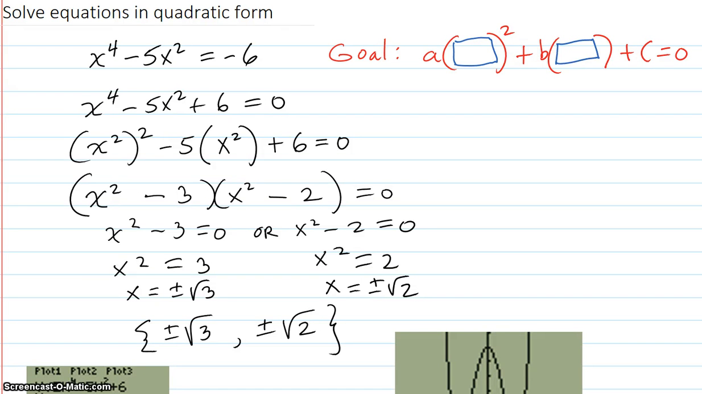Solve equations in quadratic form. So here's an equation. It has a fourth degree. We've never talked about something like that before. But it has a fourth degree and a second degree. That's in a 2-to-1 ratio.